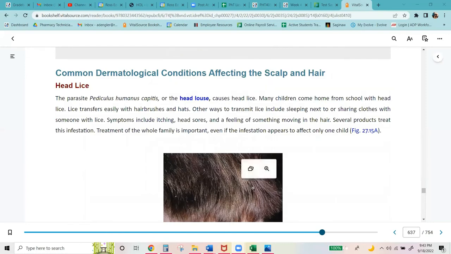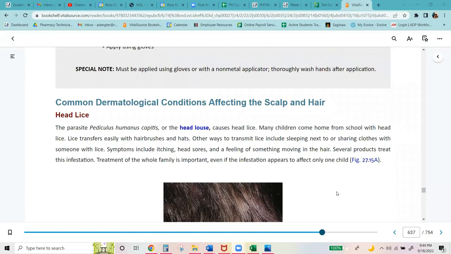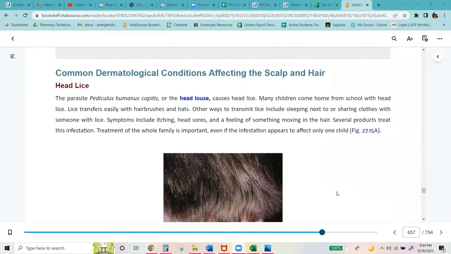So the parasite head louse causes head lice. Many children come home from school with head lice. Lice transfers easily with hairbrushes and hats. Other ways to transmit lice include sleeping next to or sharing clothes with someone with lice. Symptoms include itching, head sores, and a feeling of something moving in the hair.